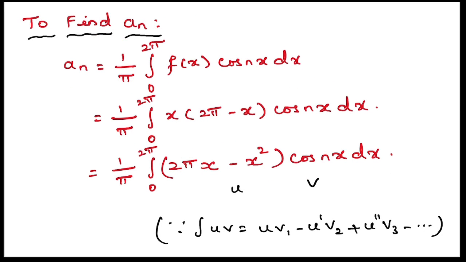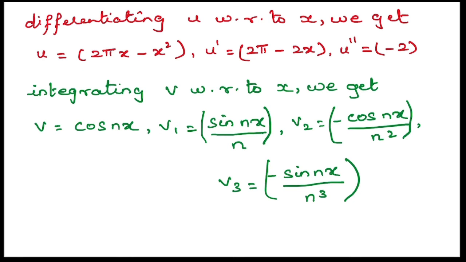Next to find an. An is equal to 1 by pi integral 0 to 2 pi f of x cos nx dx. Substitute the given function in place of f of x, we get 1 by pi integral 0 to 2 pi 2 pi x minus x square into cos nx dx. Take u is equal to 2 pi x minus x square and v is equal to cos nx. And integrate using Bernoulli's formula with respect to x, we have u, u dash, u double dash etc. and v1, v2, v3 etc. Differentiation is given in red color and integration is given in green color.